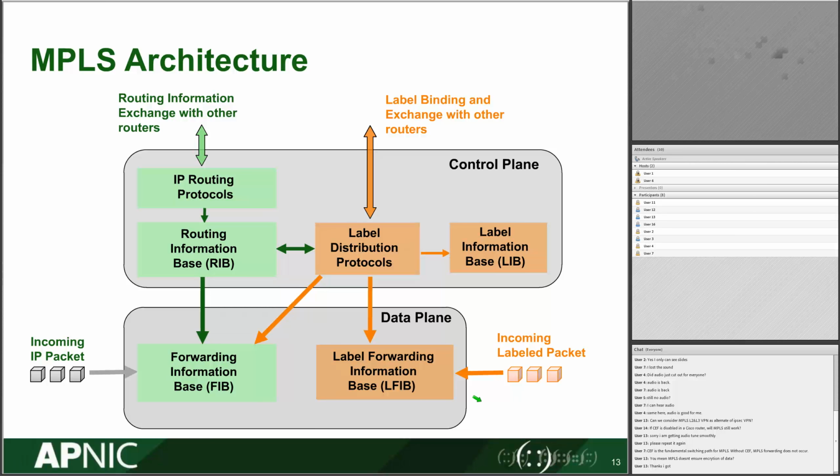But if the incoming packet is a labeled packet, then we will check the label. What is this label? And then do the forwarding based on the label. So please remember, you need to check the routing information part and also the label forwarding information base. These are the two forwarding plane parts.